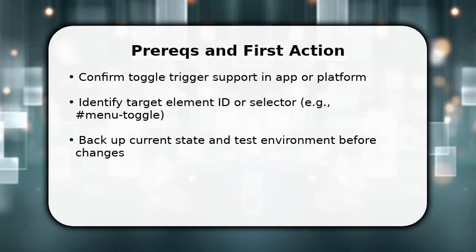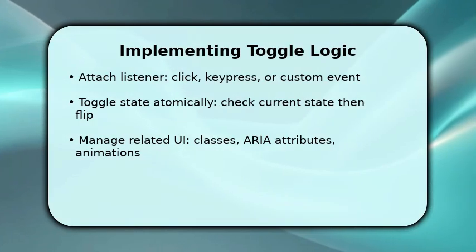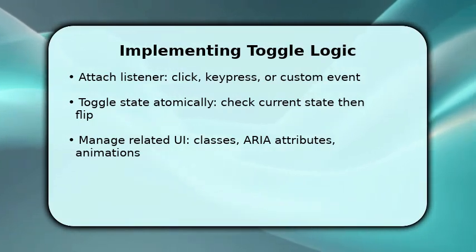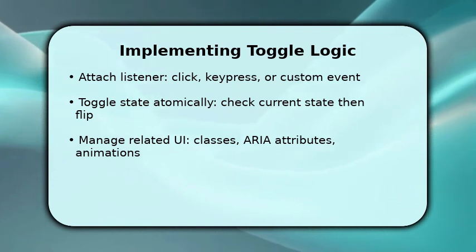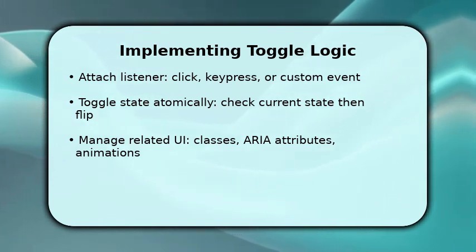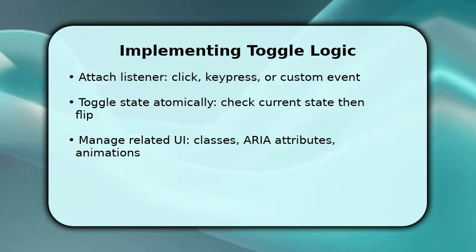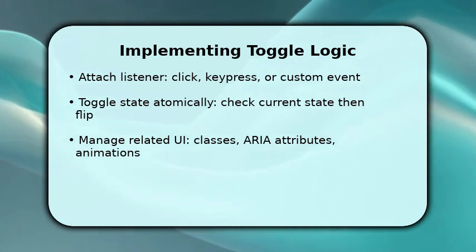Now implement the core toggle logic. You attach an event listener, click, keypress, or a custom event so input reliably triggers the change. Once triggered, read the current state and flip it atomically. This prevents race conditions when multiple inputs occur.